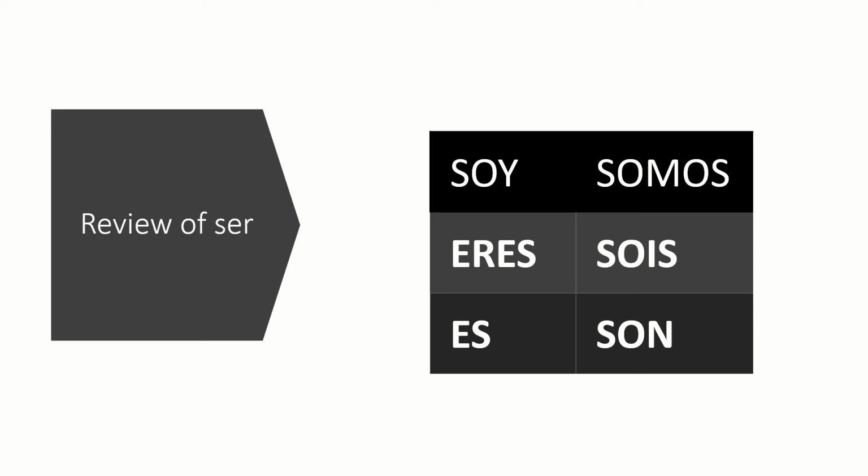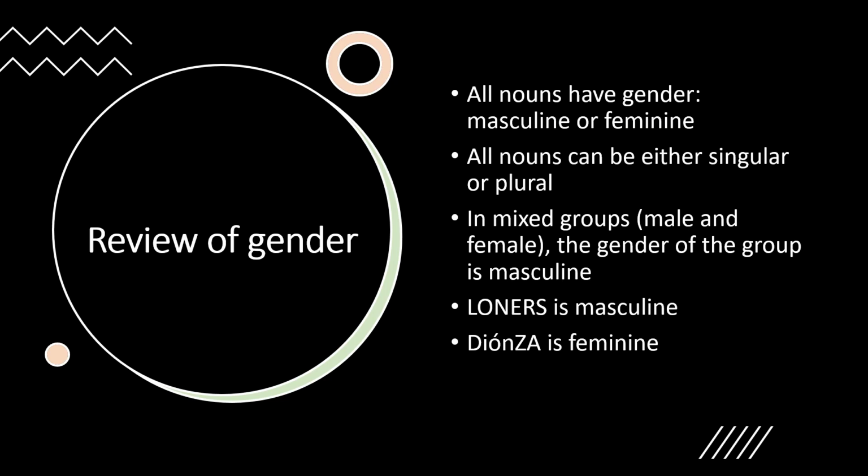Another important thing that we have to review is gender. So you may remember that all nouns, so people, places, things, ideas, all nouns are going to have gender. They're either going to have the masculine gender or the feminine gender, okay? Very few nouns are going to be gender neutral, and even if the noun itself is gender neutral, remember it's going to have an article in front of it that will determine the overall gender.